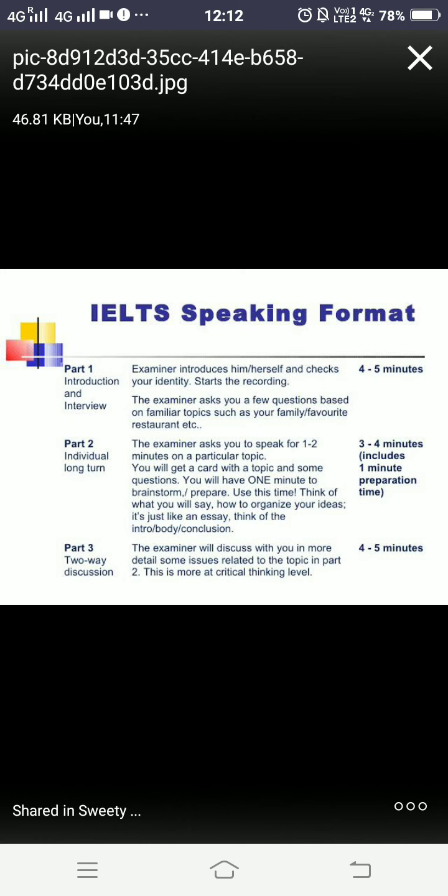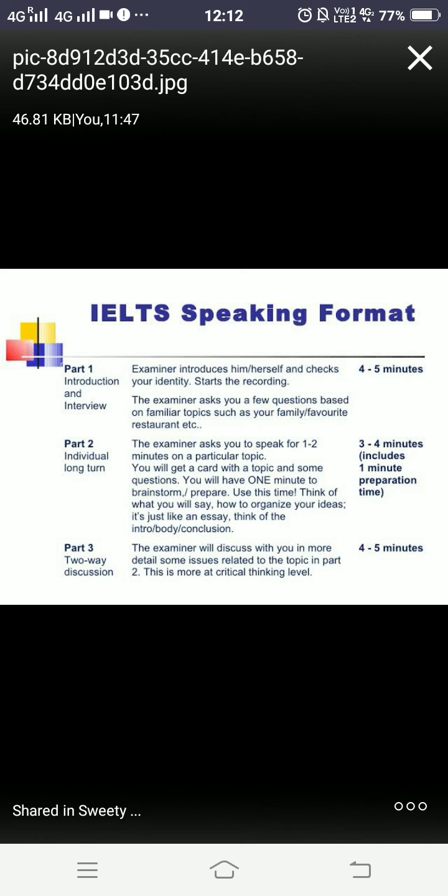Once your part 1 is over, the examiner will start with part 2, which is always a cue card. The duration for part 2 is 3 to 4 minutes. In part 2, the examiner will give you a topic and you will get 1 minute to prepare. In that 1 minute, you can prepare notes on whatever you want to speak about that topic. After 1 minute, the examiner asks you to start speaking, and you have to speak continuously for 1 to 2 minutes on that topic. Usually, examiners expect you to speak for at least 2 minutes on the cue card.